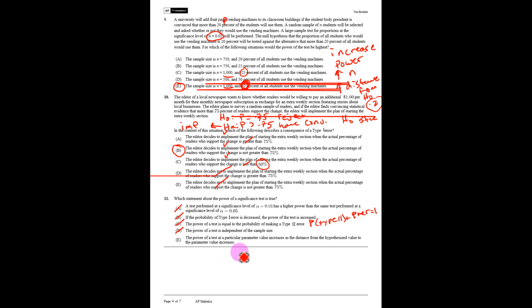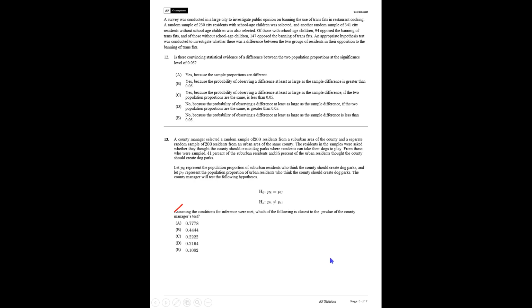Power of the test at a particular parameter value increases as the distance from the hypothesized parameter value increases. Yes, that goes back to this one up here. The farther away we are from the null value, the more likely we are to find evidence against it. Okay. Let me erase that. I don't think I need that.